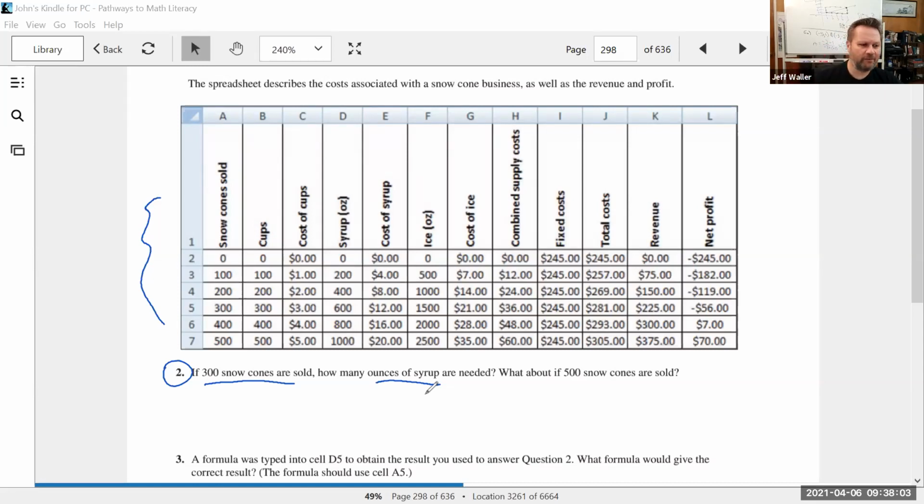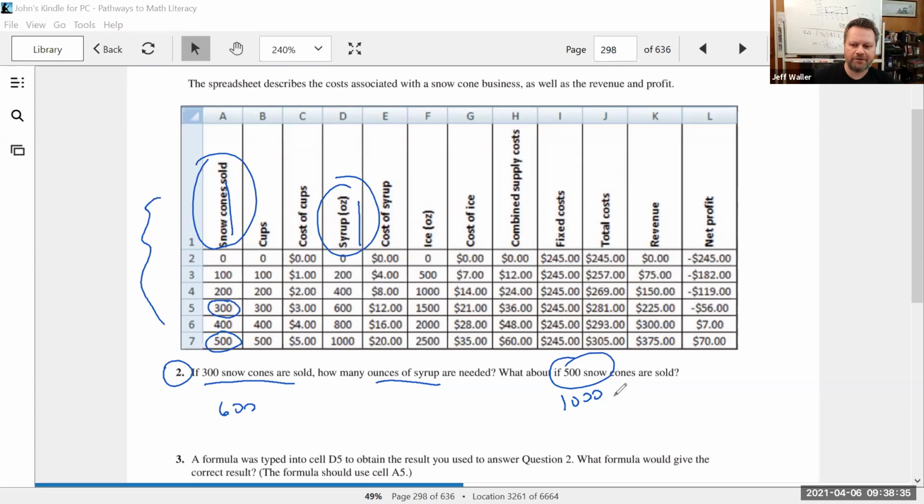There's a lot of information up there, but what columns am I looking at? Yeah. Number of snow cones sold and the syrup in ounces. Good. So I'm looking at these two. So if 300 are sold, I need how many ounces of syrup? 600. If 500 snow cones are sold, how many ounces of syrup do I need? 1,000. I love it.